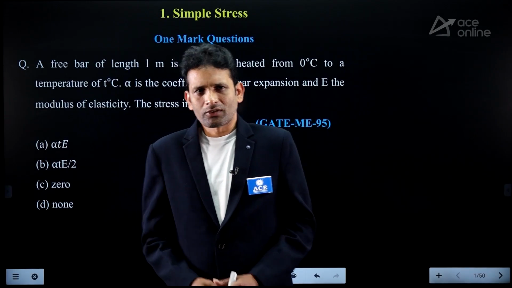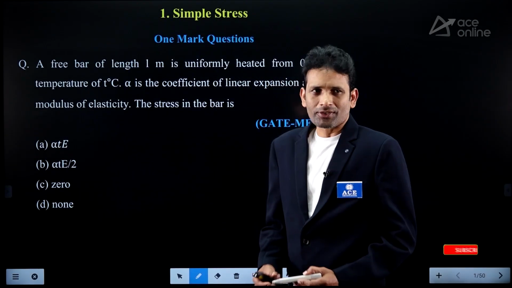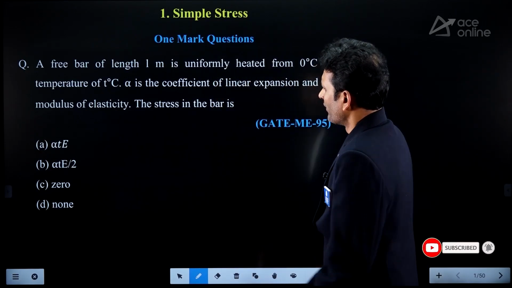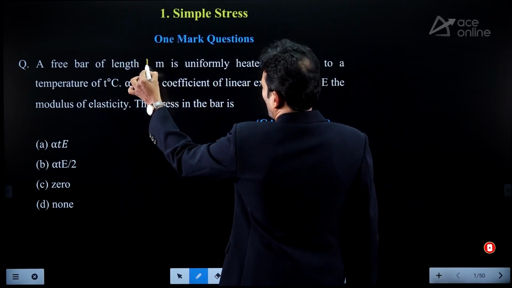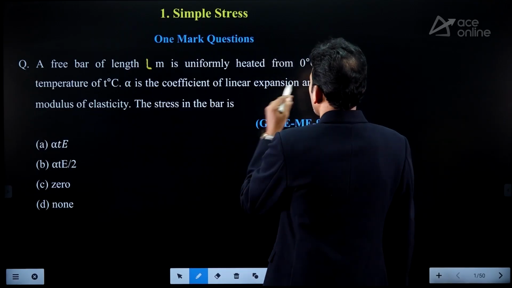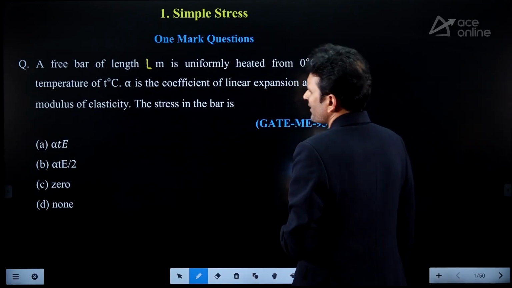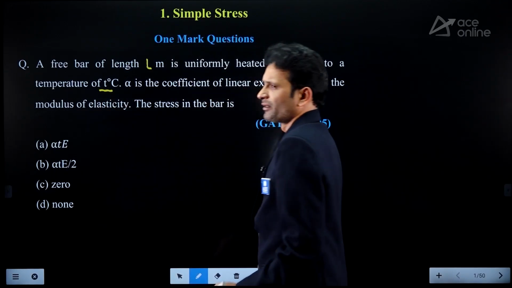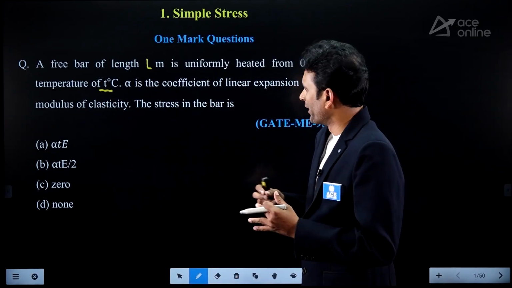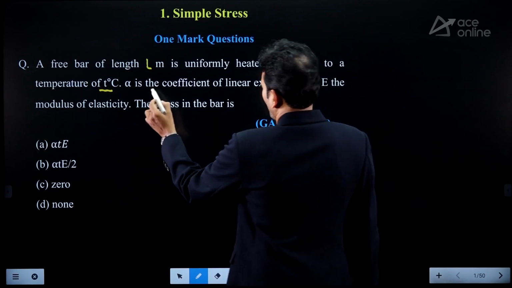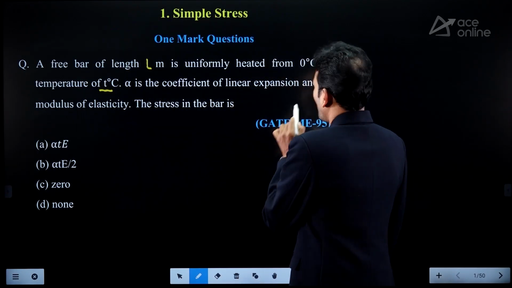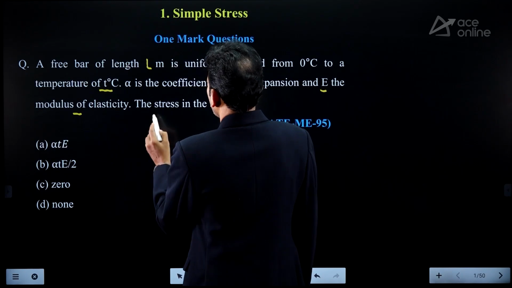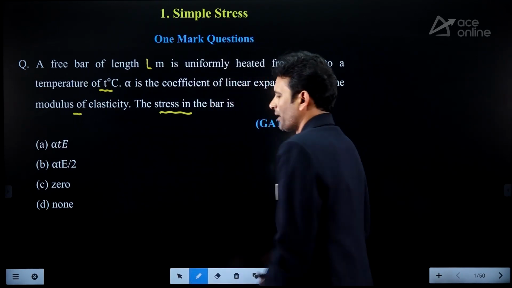Now let's start with the first topic, the concept of simple stresses and strains. See the first question. A free bar of length L meters is uniformly heated from 0 degrees Celsius to a temperature of T degrees Celsius. That means some temperature change we are providing for the bar. Alpha is the coefficient of linear expansion and E is the modulus of elasticity. Then the stress induced in the bar.